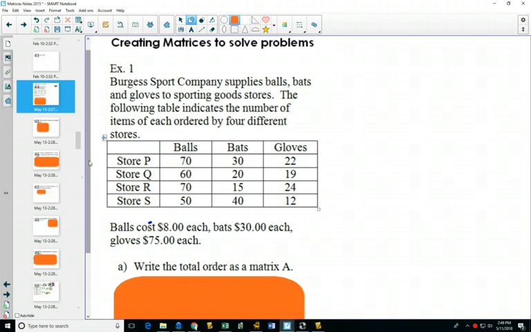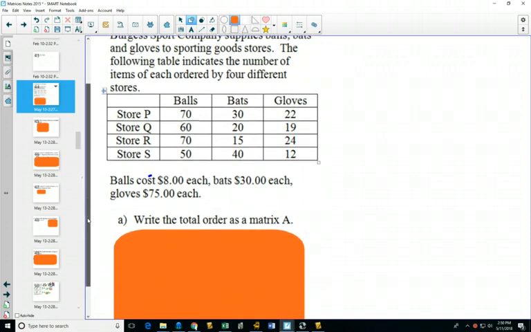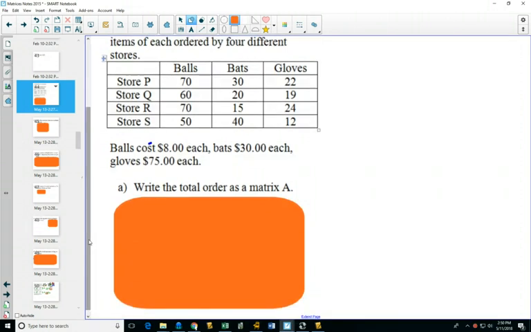Okay, so the Burgess Sports Company supplies balls, bats, and gloves to different stores. So we've got store P, Q, R, and S, and how many balls, bats, and gloves that they've each ordered. Balls cost $8 each, bats $30 each, and the gloves $75 each. So this is an order that comes in, and we can write this total order as a matrix.